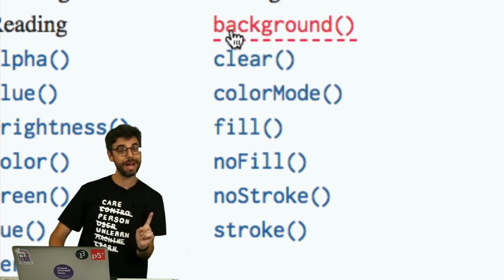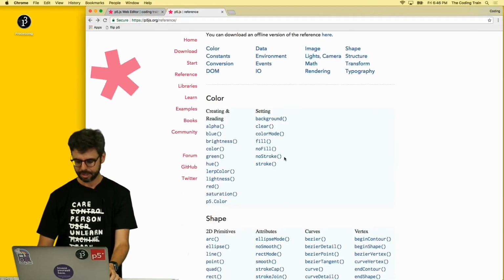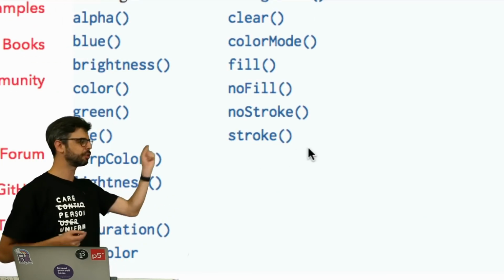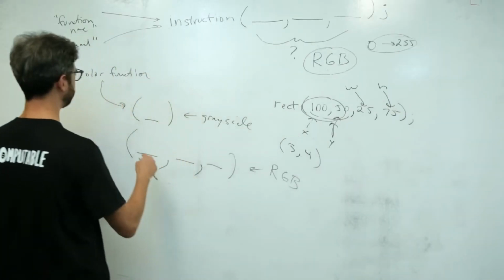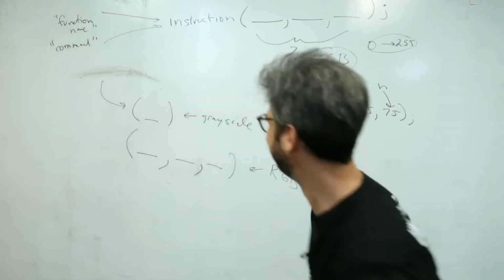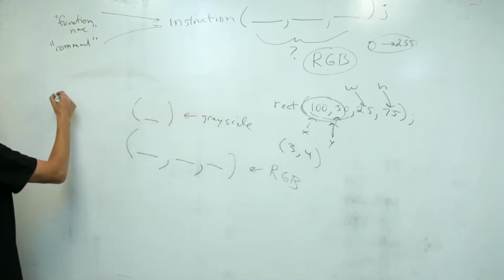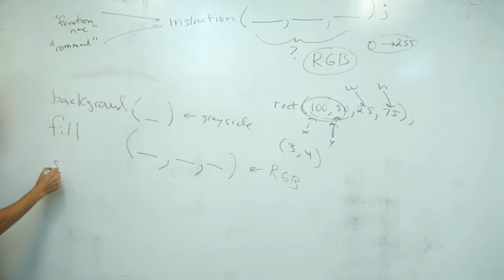So background we know about. Whoops, I clicked on it by accident, but that's nice, we're looking at the reference. But fill and stroke are the next concepts that I want to talk about. So what are the color functions? Color functions could be background, that's one. Here's another one, fill, here's another one, stroke.